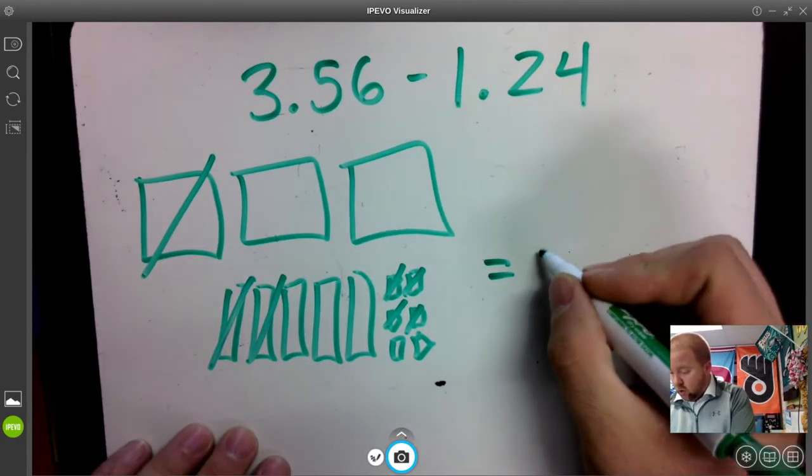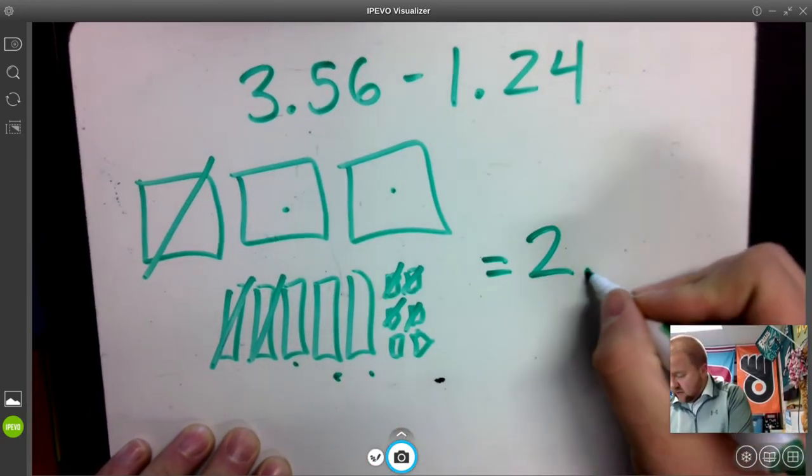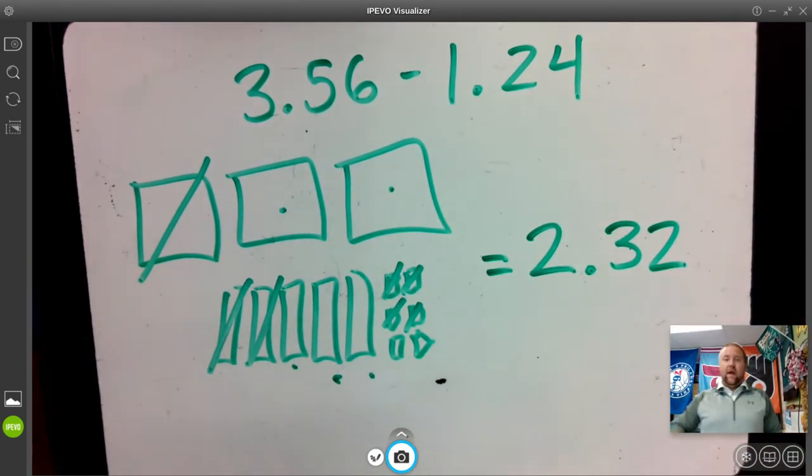So I've got 2 wholes, I've got 3 in the tenths place, and I've got 2 in the hundredths place. So my answer would be 2 and 32 hundredths.